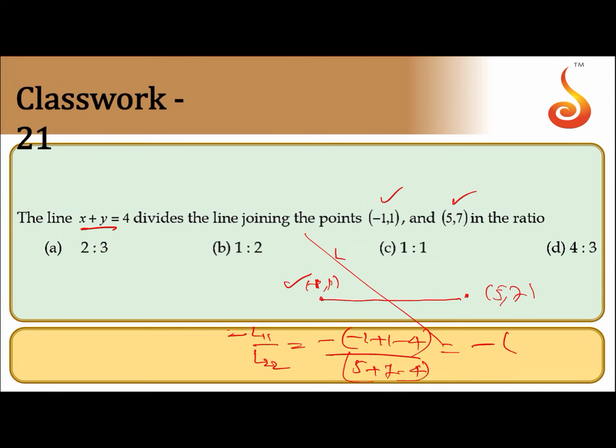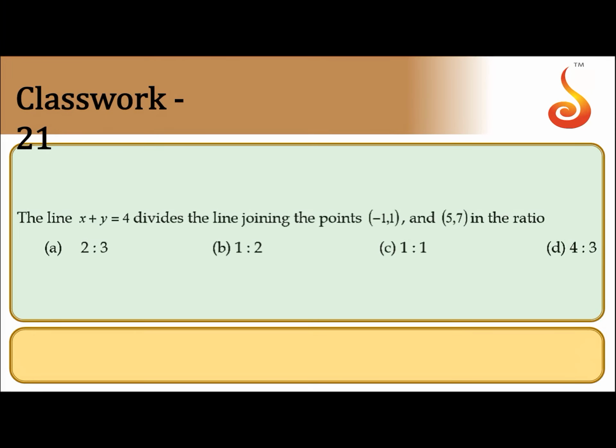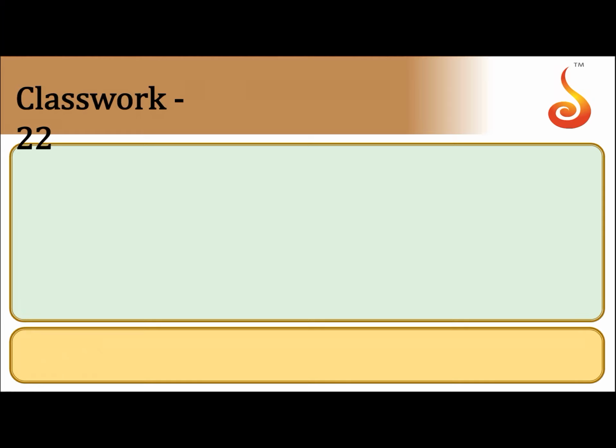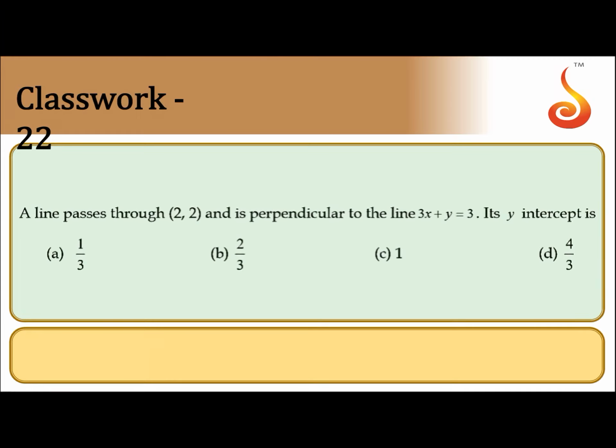That equals minus of, the 1 gets cancelled, minus 4 divided by 5 plus 7, which is 12 minus 4, 8. So the answer is equal to 1 by 2. So 1 is to 2 is the answer, minus L11 by L22. So you'll be getting the answer as 1 is to 2. Clear? Hope you understood. Let me proceed to the next question.